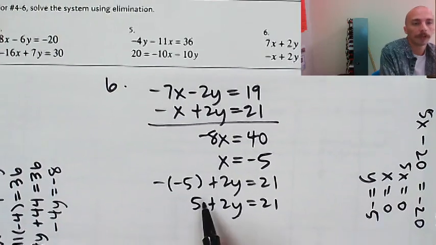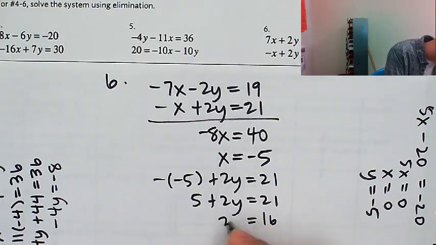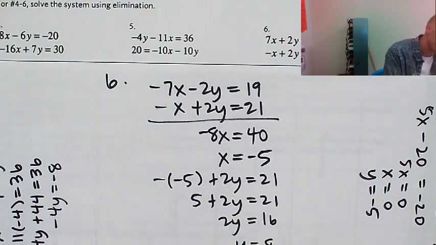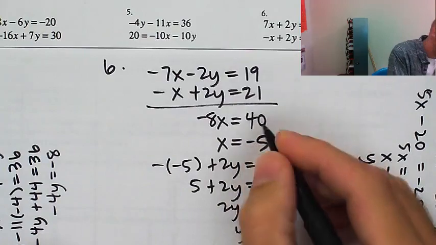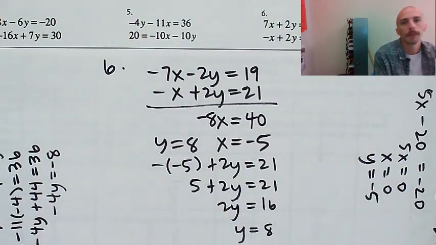I'm going to subtract 5 from both sides of this equation. And then I'm going to divide both sides by 2. I'll see, okay, y equals 8. Okay, so x equals -5, y equals 8. That's going to be my solution there.